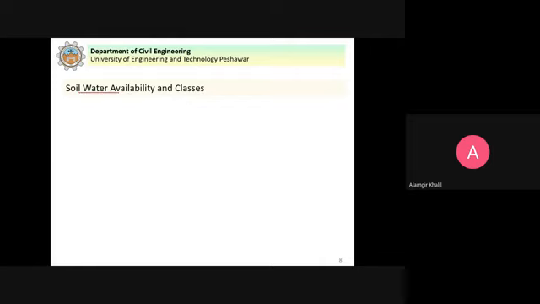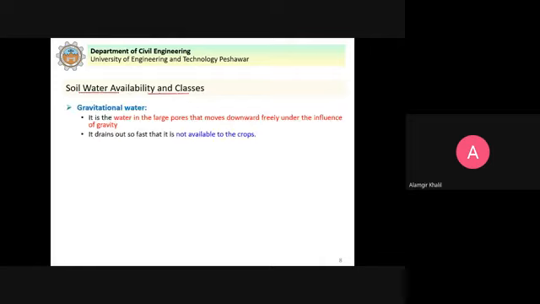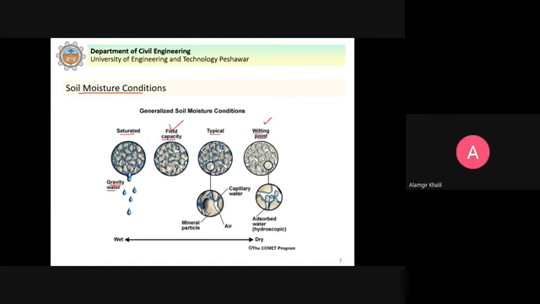Now, soil water availability and classes. We have the gravitational water. It is the water in the large pores that moves downward freely under the influence of gravity. It drains out so fast that it is not available to the crops. When the soil is completely saturated due to natural rainfall, or we artificially supply water to the crops, some of the water will be drained due to the action of gravity.